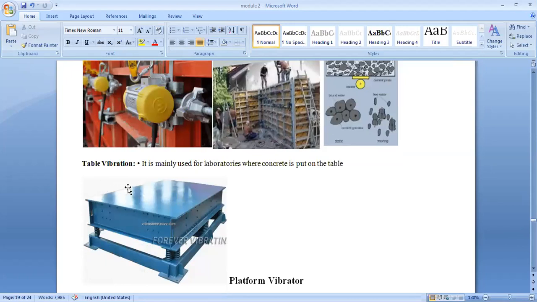Next will be the table vibrator. It is commonly used in laboratories where the concrete is put on the tables. In the laboratory we usually take the mold, and the concrete is placed in the mold. That mold is placed on this vibrator. Because of this vibration, the mold vibrates and the concrete gets compacted.